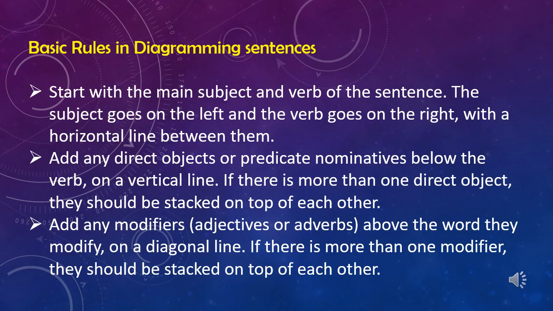Basic rules in diagramming sentences. Start with the main subject and verb of the sentence. The subject goes on the left and the verb goes on the right, with a horizontal line between them. Add any direct objects or predicate nominatives below the verb, on a vertical line. If there is more than one direct object, they should be stacked on top of each other. Add any modifiers, adjectives or adverbs, above the word they modify, on a diagonal line. If there is more than one modifier, they should be stacked on top of each other.